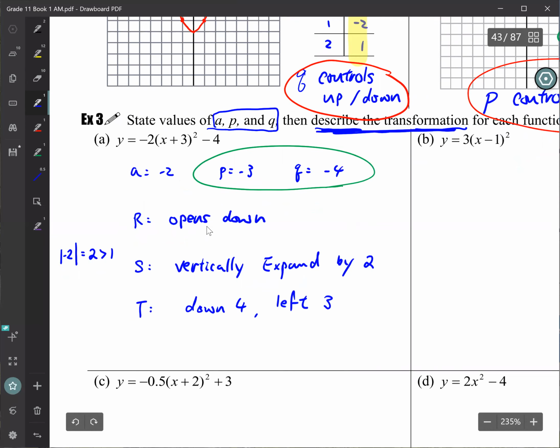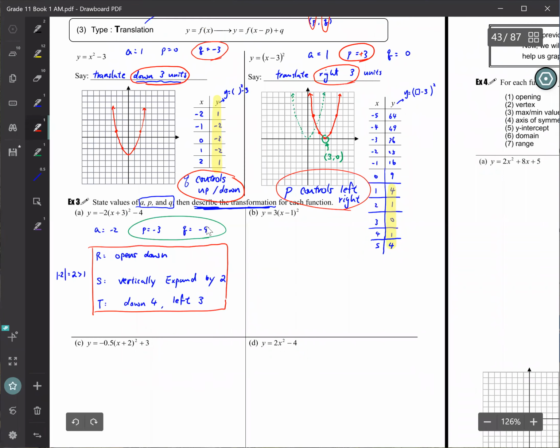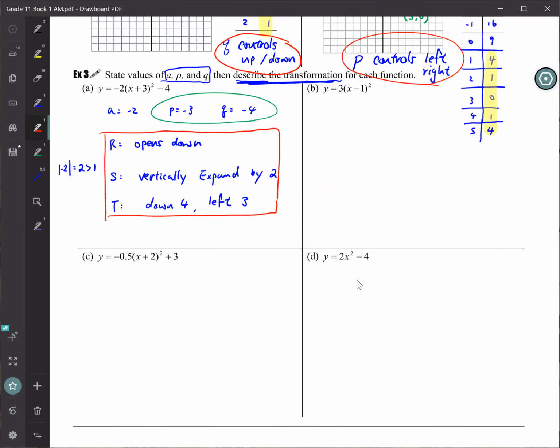So P is left and right, and because it's negative, you will choose left. Q is up and down, and it's negative, so you choose down. So this is the answer for transformation, describing what happens. Please try these 3 questions on the right side, the B, C, D. I'll let you do these 3. You can raise your hand when you finish all 3, or if you have any questions, you can ask me anytime.